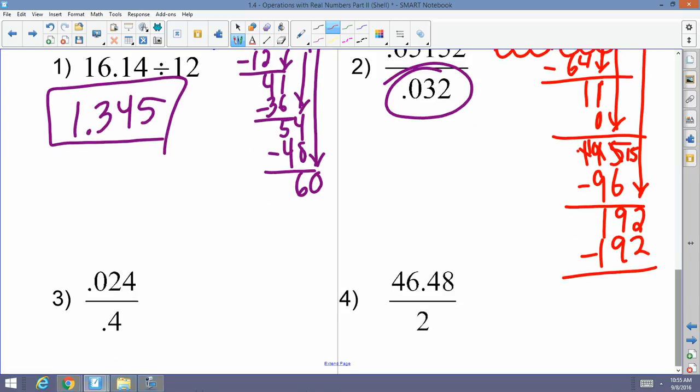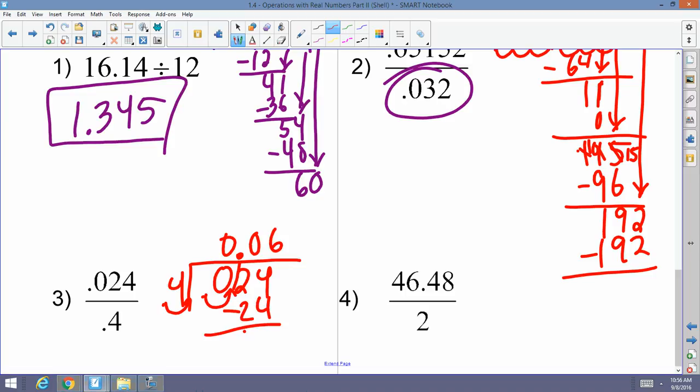Okay, how about this one? Who goes on the outside here? The 0.4. And we got the 0, so we got 24 thousandths. What do I do with this decimal? 1 to the right, and then here I go 1 to the right, and I bring it up so as not to forget, ever. 4 goes into 0, 0 times. 4 goes into 2, 0 times. 4 goes into 24, 6 times. And you're done.